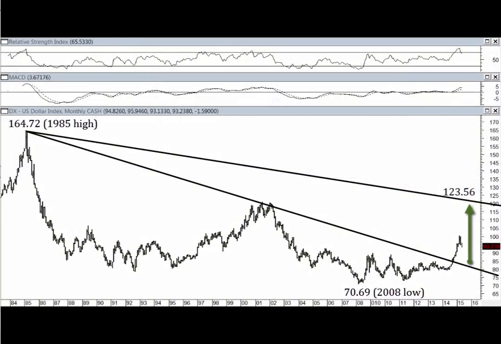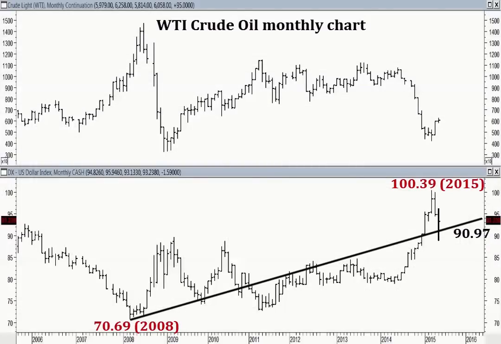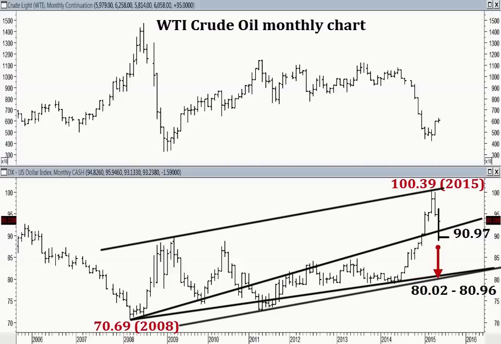On the other hand, an end of May settlement below the 90.97 speed line, which rises to 91.21 for the month of June, would indicate a good 2015 high. The US dollar would then be expected to break back into the lower 80s over the following 5 to 8 months.